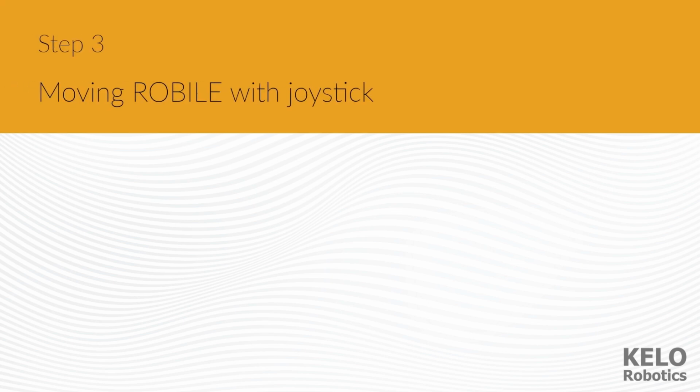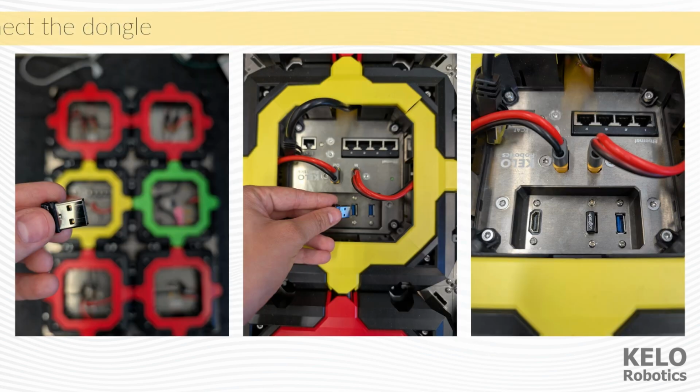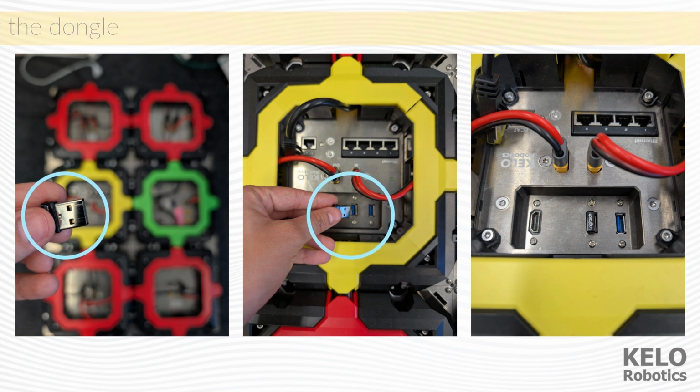Step 3. Moving ROBILE with joystick. To begin, make sure you're using a compatible joystick with a supported ROS driver. Just keep in mind that you might need to modify the joystick driver configuration accordingly. To connect the joystick, plug the dongle into one of the robot's USB ports.